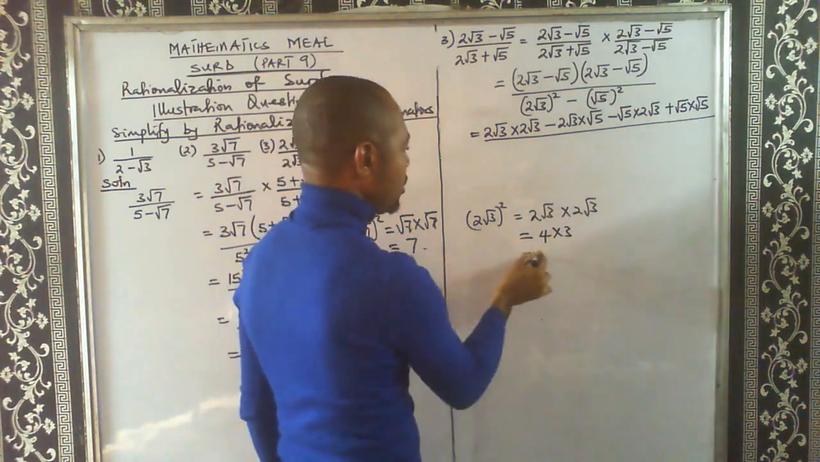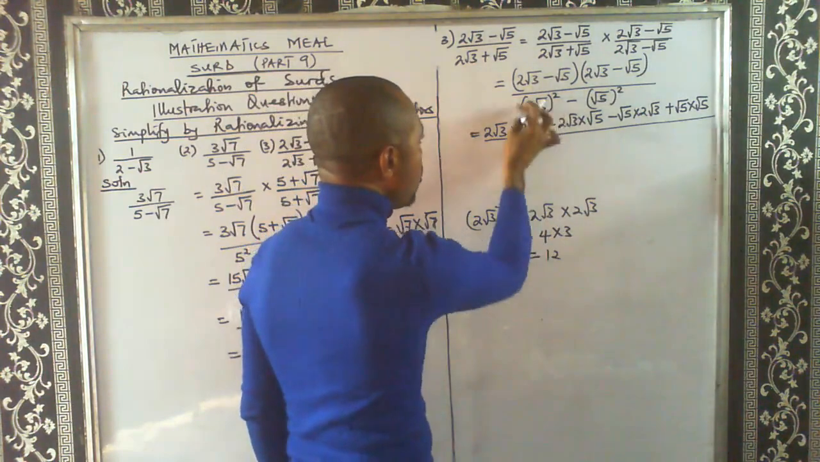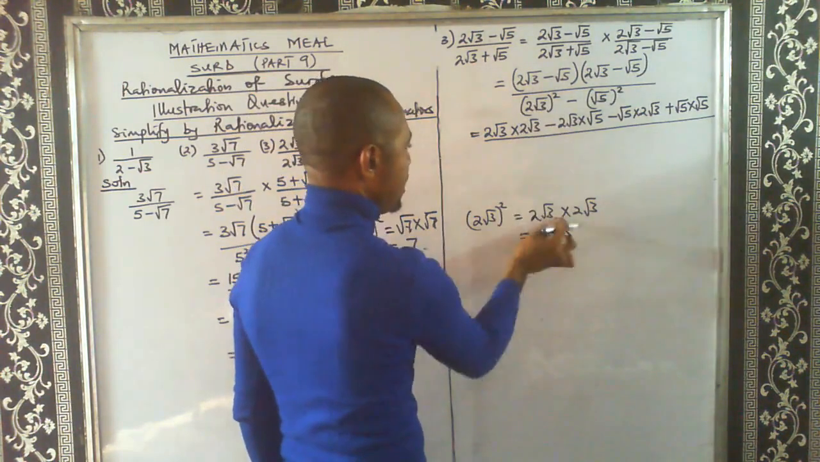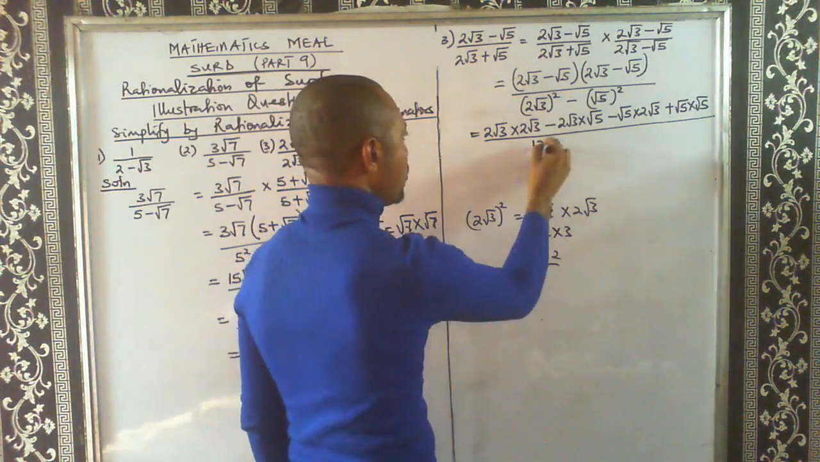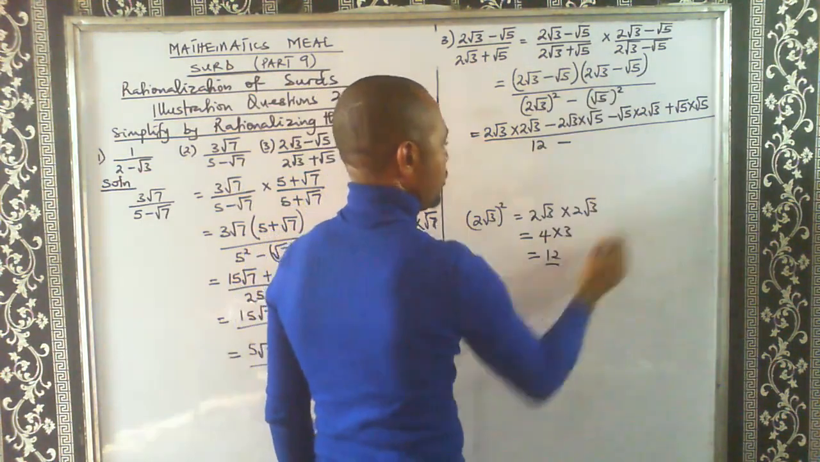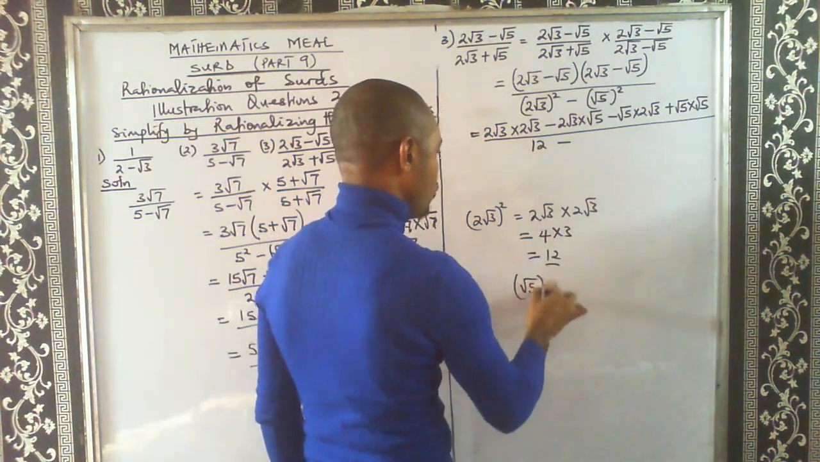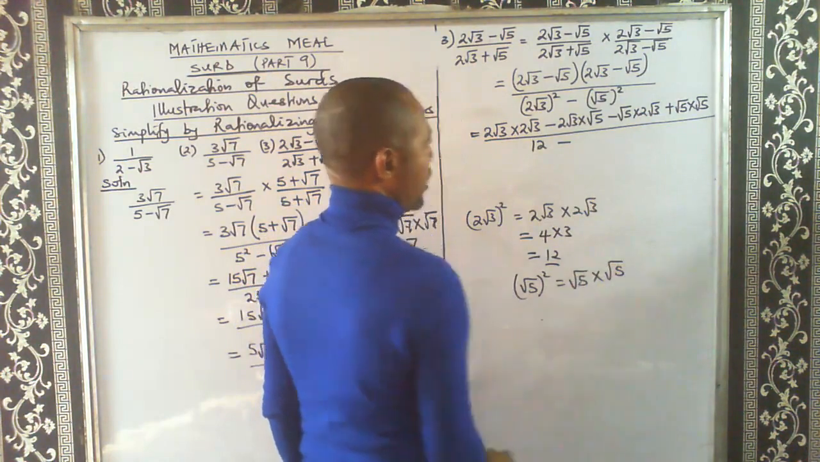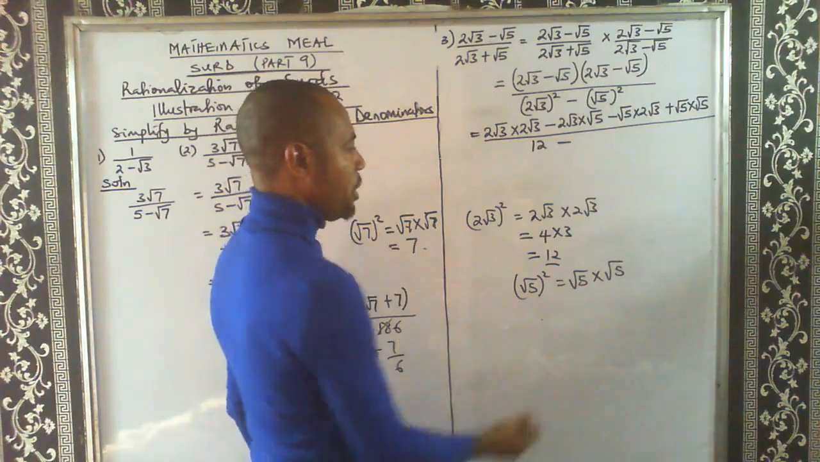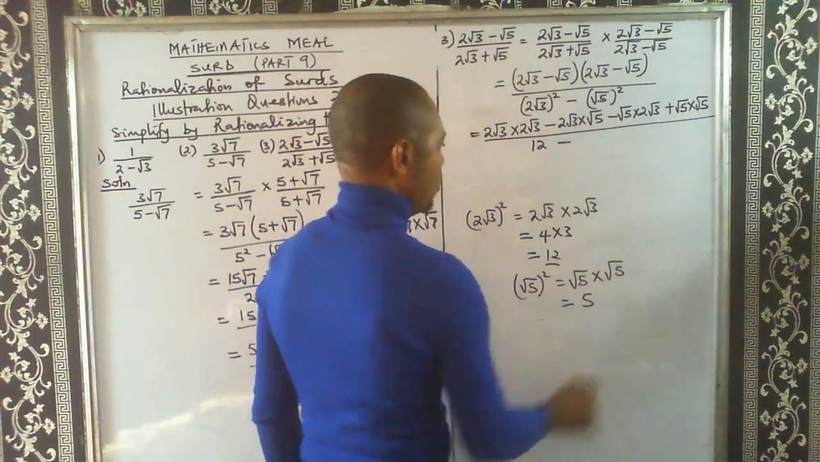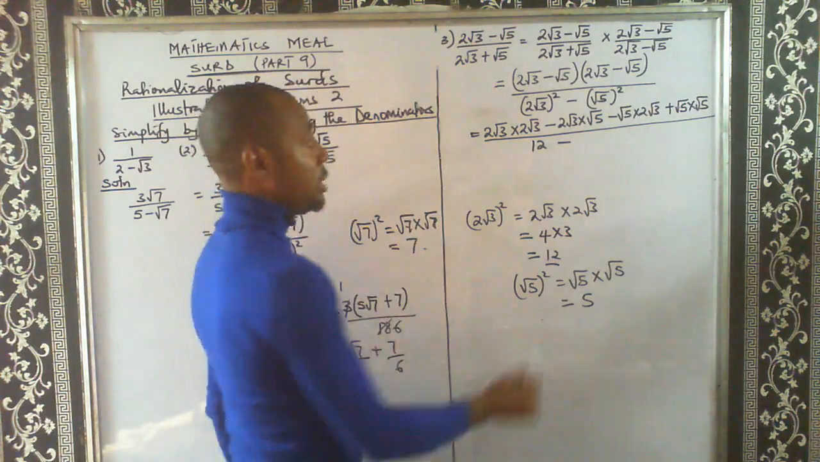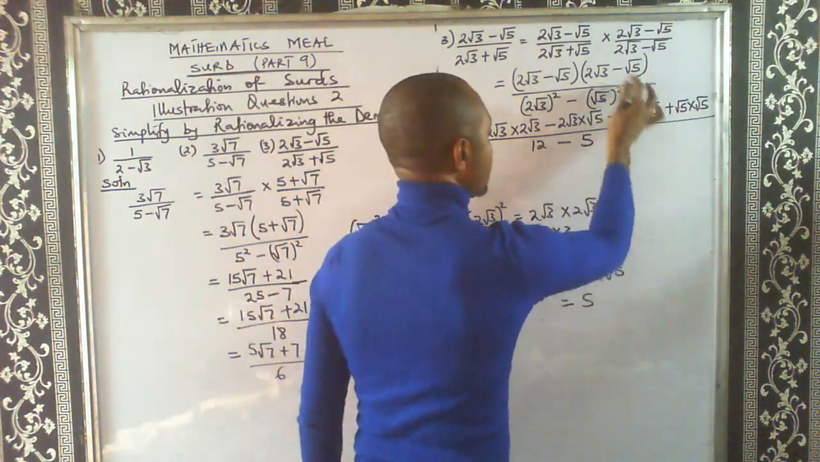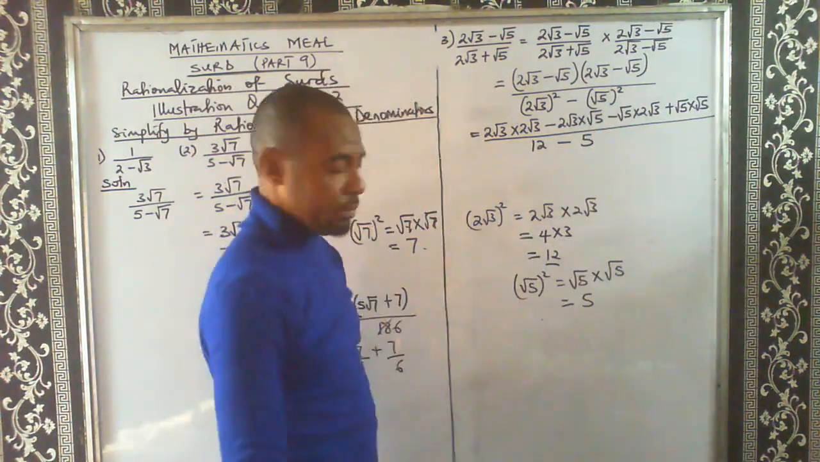So 4 times this will give us what? 12. So the whole of this now, which is this, will result to what? 12. Minus the whole of this, square root of 5 all squared, will be square root of 5 times square root of what? 5. And when we do that multiplication, we'll be left with what? 5. Okay, so the whole of this now is just ordinary 5.